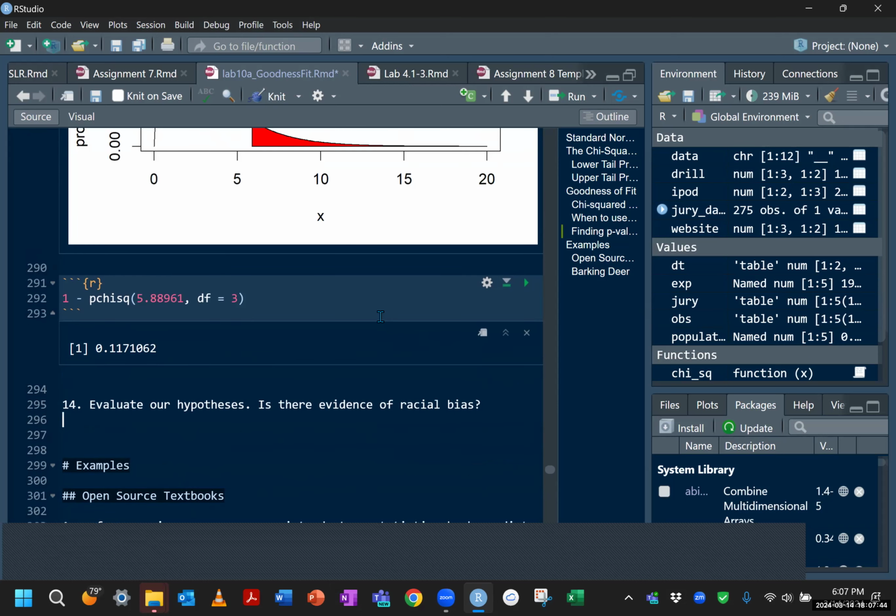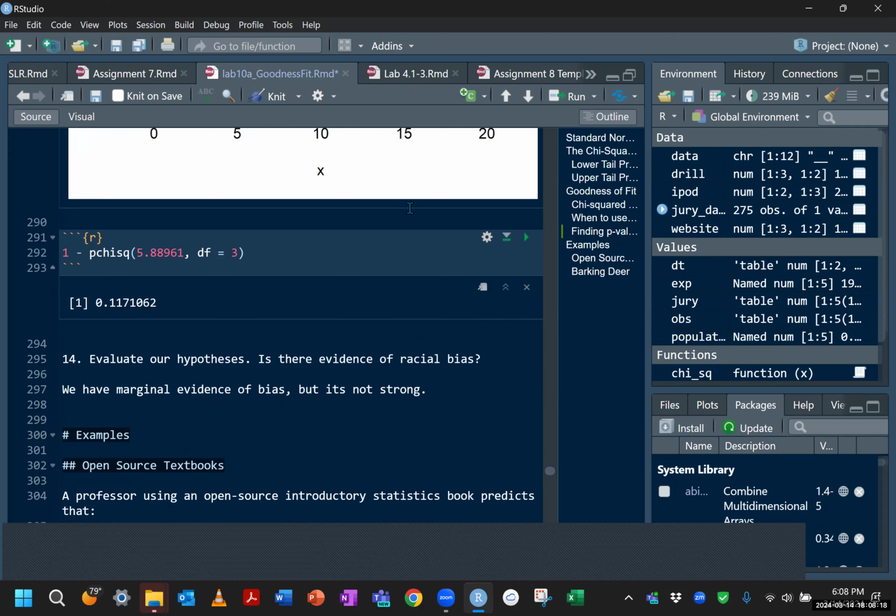So what I will say about this p-value is that it's not so small, but it is somewhat small. I'm going to say we have marginal evidence to reject the null, which says there are no deviations between the expected and the observed. So we have marginal evidence of bias, but it's not strong. This example will tell us.